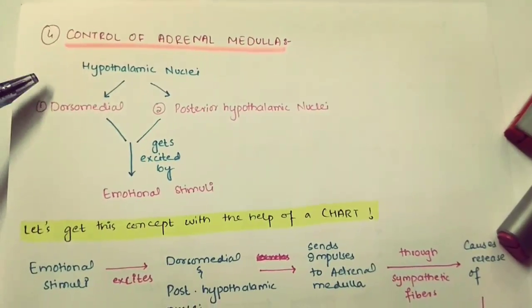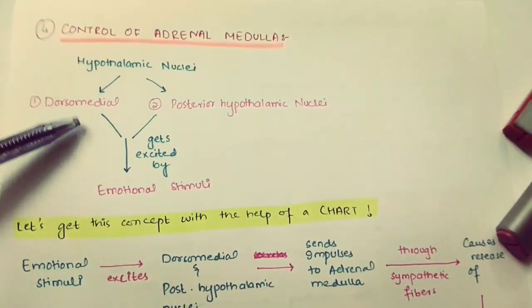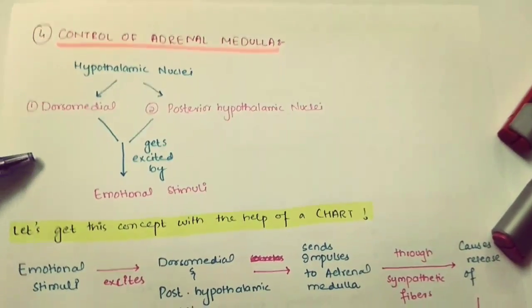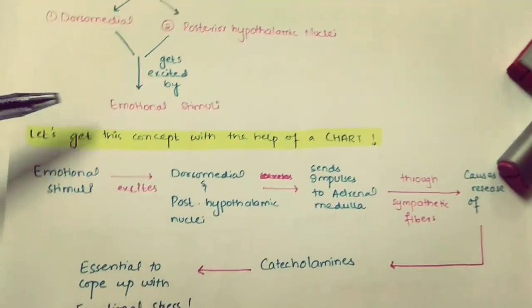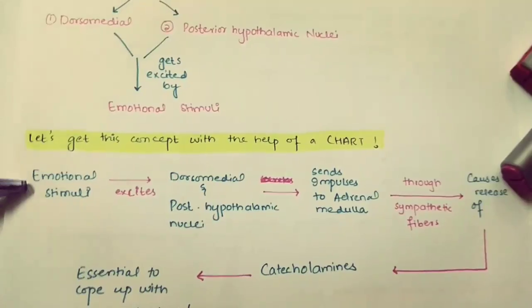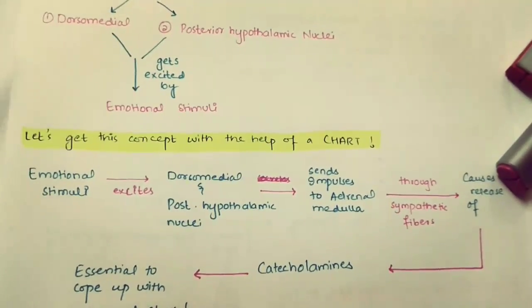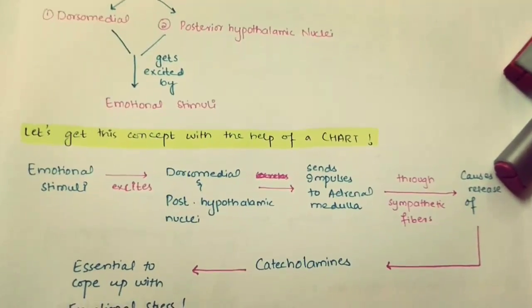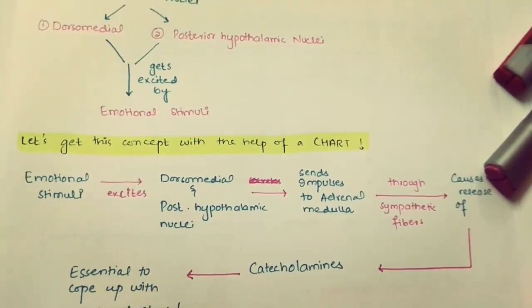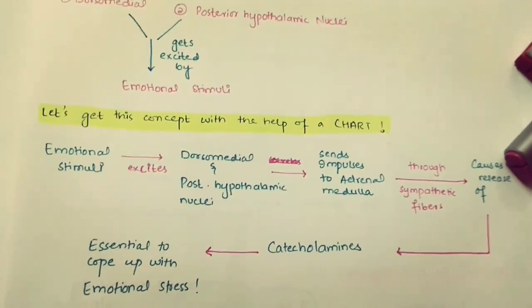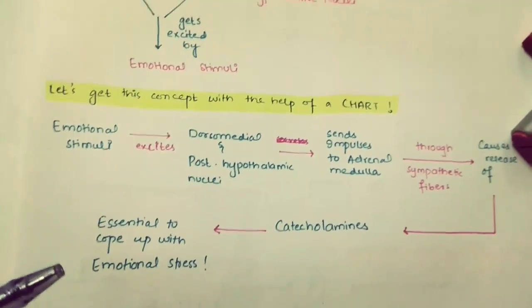Now the control of the adrenal medulla. Actually, the hypothalamic nuclei, like the dorsomedial and posterior hypothalamic nuclei, are excited by emotional stimuli. If we see this in a graph, emotional stimuli excite the dorsomedial and posterior hypothalamic nuclei, which send impulses to the adrenal medulla. And these impulses are sent through the sympathetic fibers and cause the release of catecholamines, which are essential to cope with emotional stress.